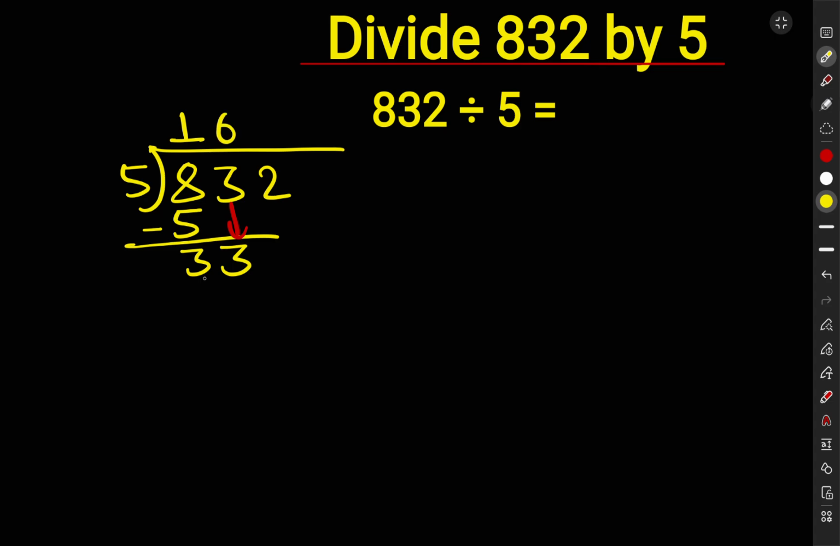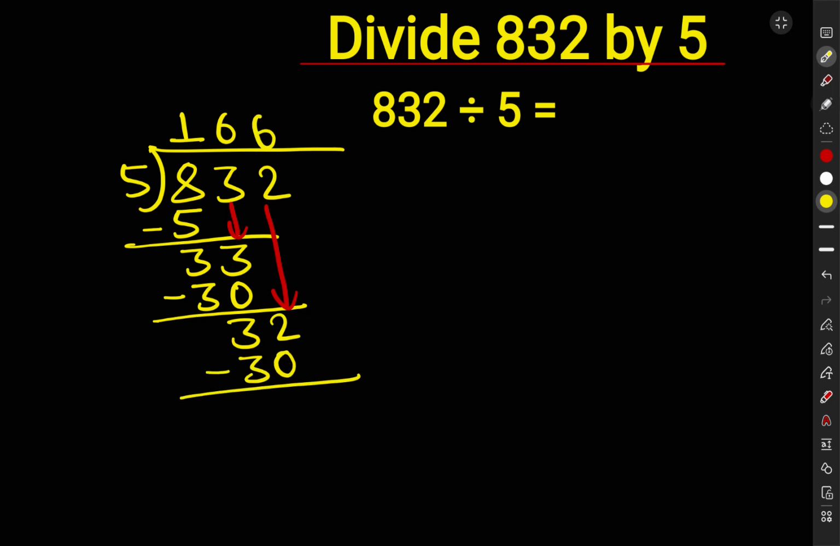5 times 6 is 30. On subtracting we get 3. So again we put down this 2 and it is 32. 5 times 6 is 30. On subtracting we get 2.